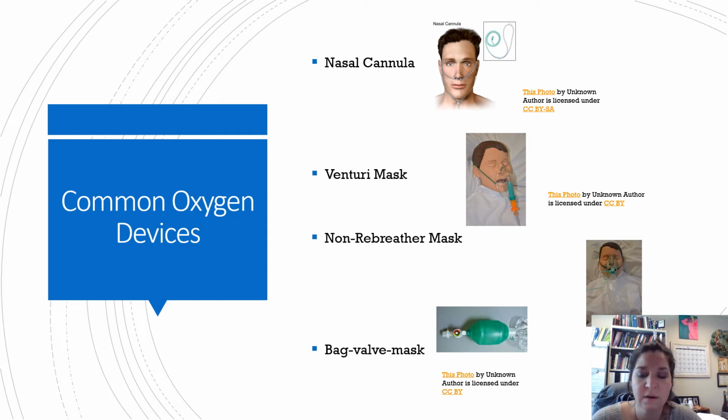As far as a non-rebreather mask goes, this is the device that we use to give as close to 100% as possible. So this device has a bag. If you look down at my screen again, it has a bag at the bottom. Okay. And the important thing about this device is that we want to make sure that the liter flow is strong enough to inflate this bag. If it's not inflated, then the patient's not going to be getting as close to 100% as possible.